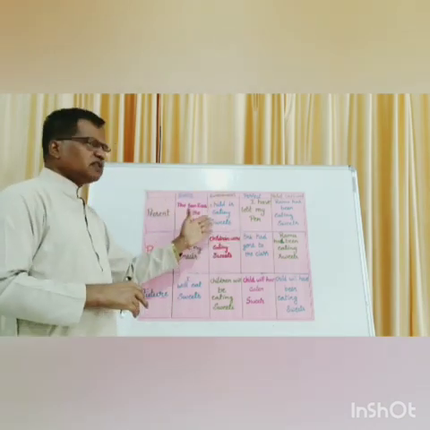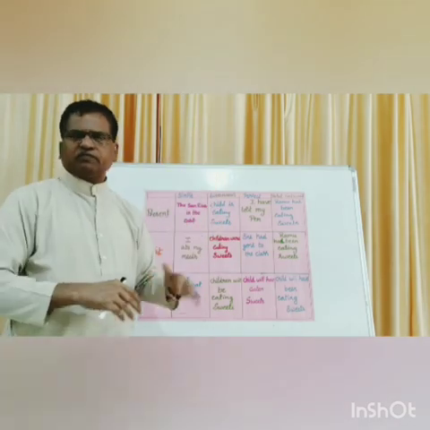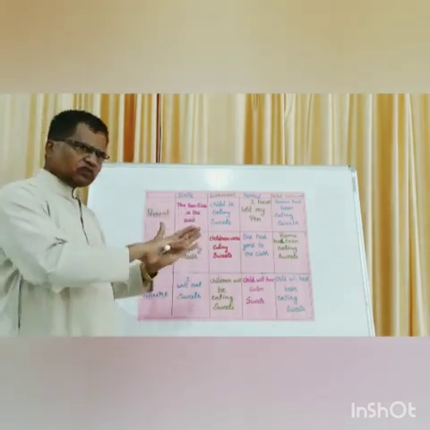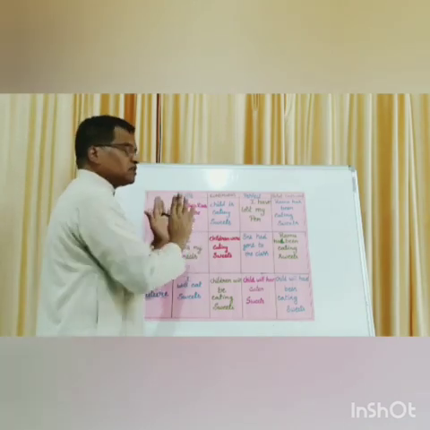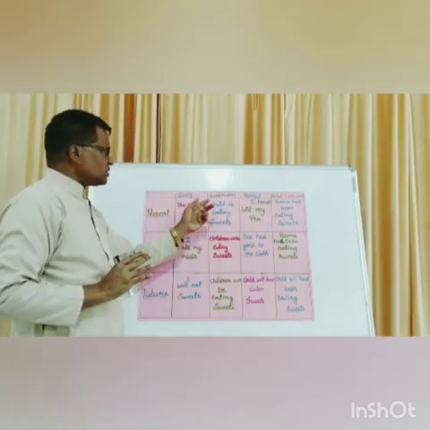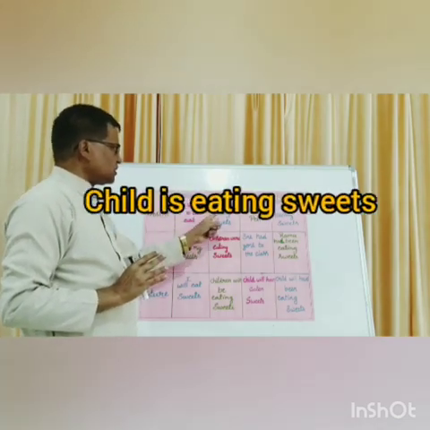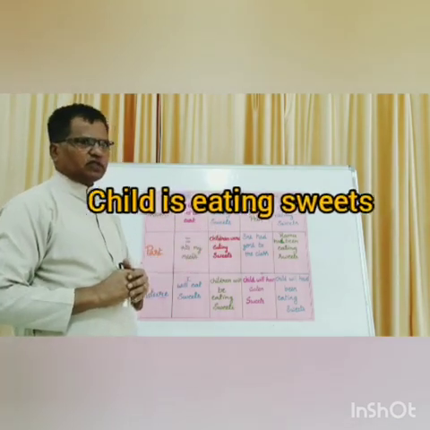The sun rises in the east. The predicate can be anything later on. The predicate includes the verb also, but it can be anything. Later on it can be anything, but the main thing is the verb. Next is present continuous. Child is eating sweets. Now see what happens here.